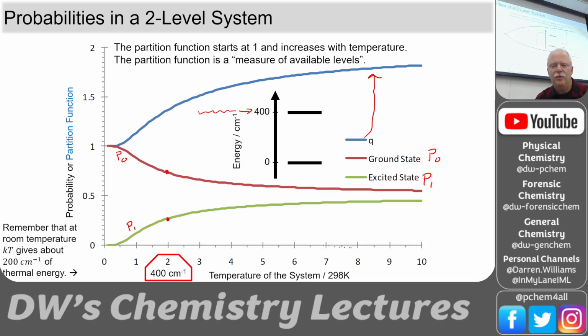Notice what happens when we go to really, really high temperatures. What are these 2 curves approaching? 50-50, right? So both of them are approaching 50-50. The excited state probability goes up, and the ground state probability drops down. And they get over here to the part where we have a special situation where these are equal.